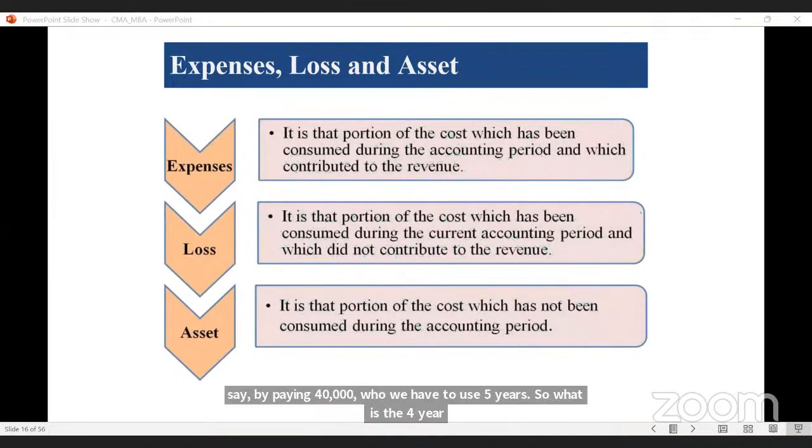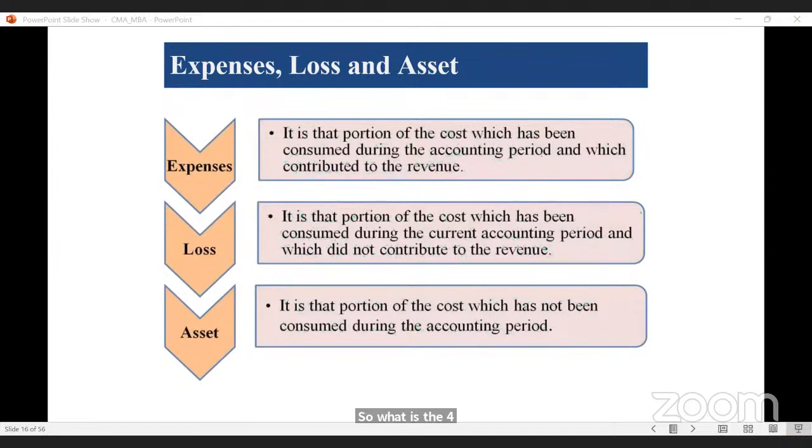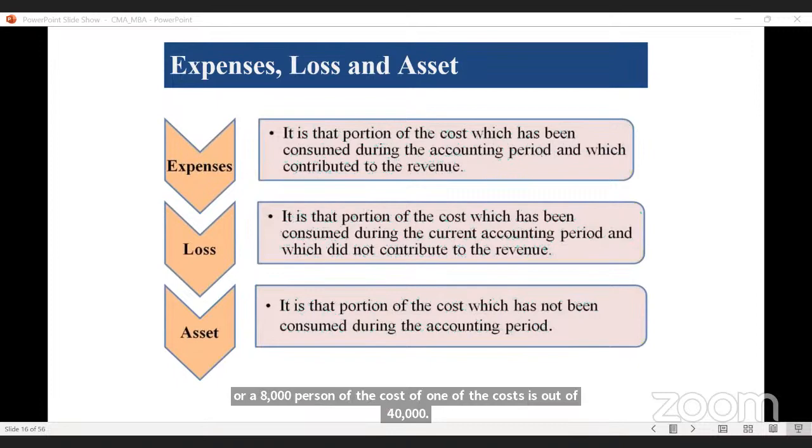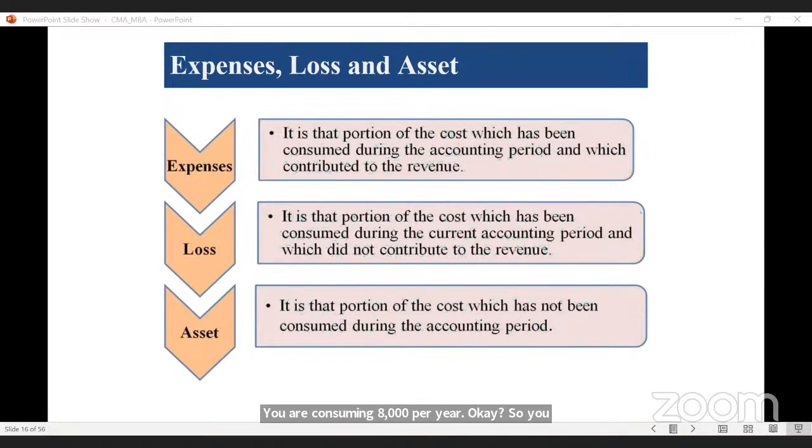This is depreciation. Depreciation will be applied per year. This is simple mathematics. So 8,000 is the portion of the cost you consume per year, out of 40,000. Now you have already used that particular AC for a period of 2 years. What is the amount you have already consumed? 2 years, 16,000. So 16,000 is your expenses. That is the amount of cost you have already consumed during these 2 years.